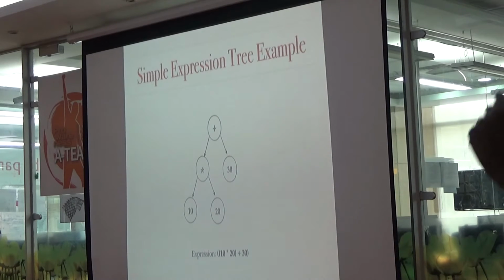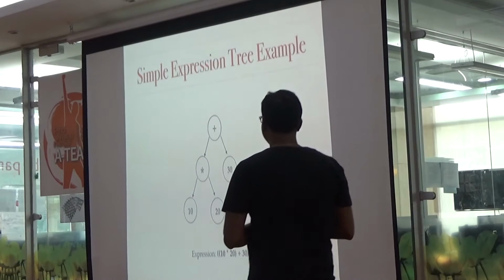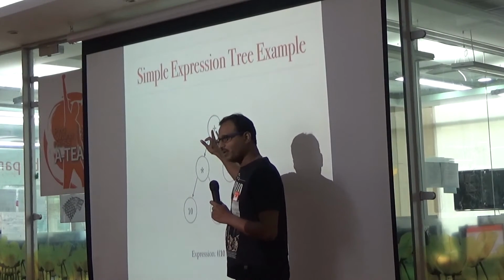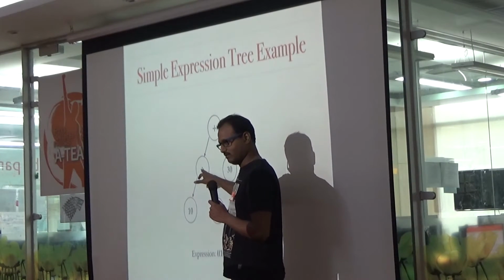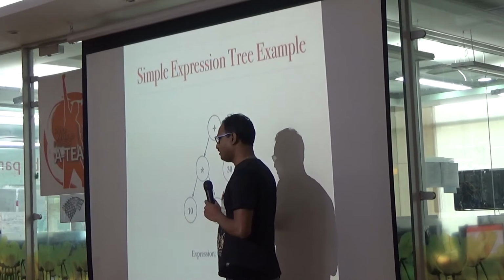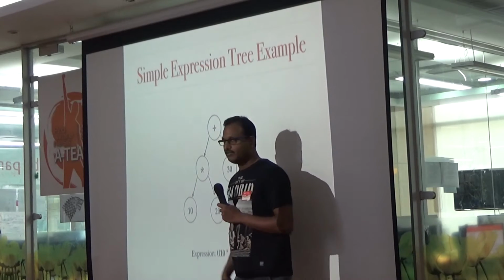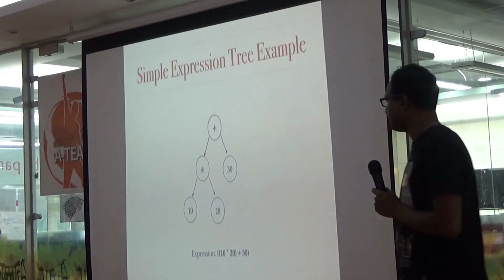So let's take a very simple example. All of us know binary trees. A binary tree in which we have operators as the root and internal nodes, and constants as leaf nodes. It could be variable names, it could be constants, etc. These are known as expression trees. So we have a simple expression tree here.